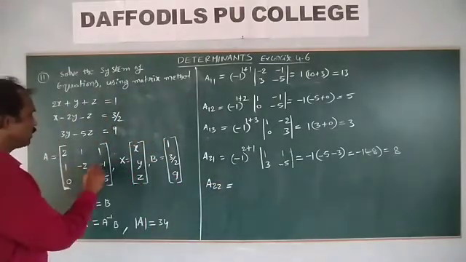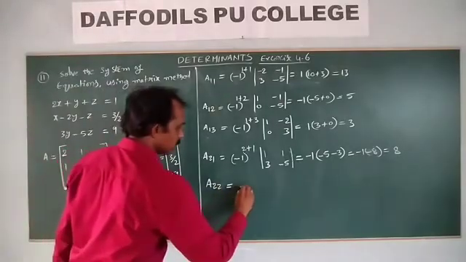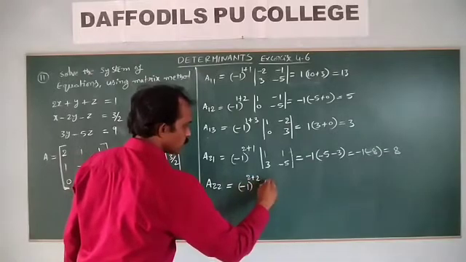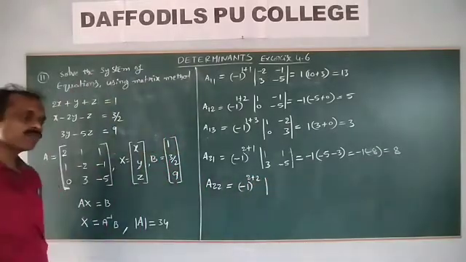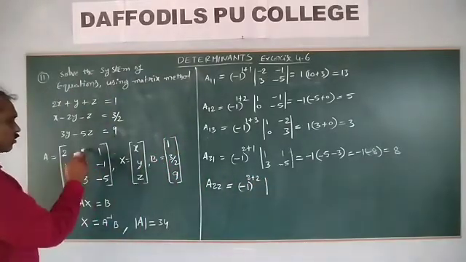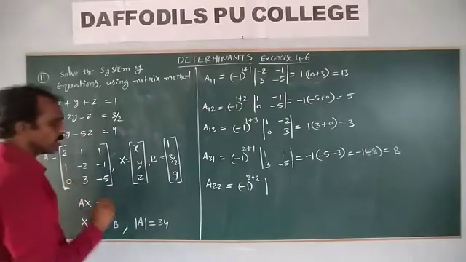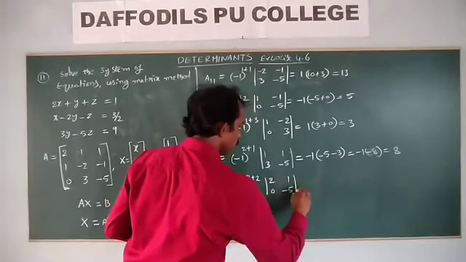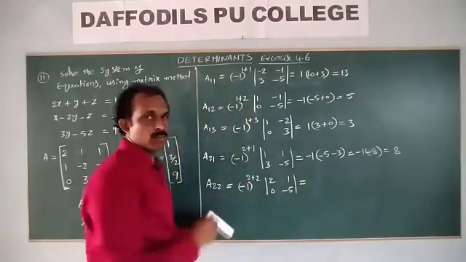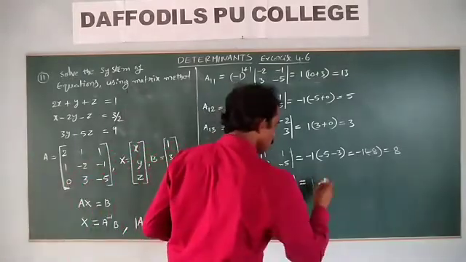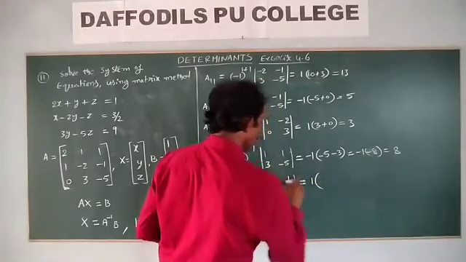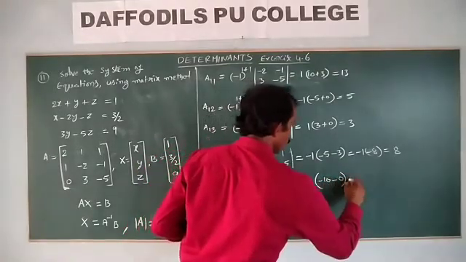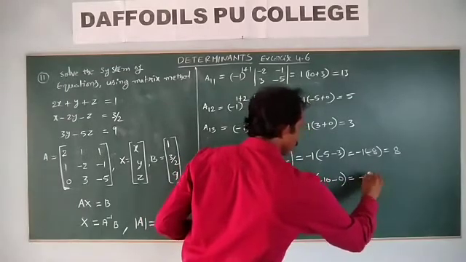A22, this one. Deleting this row and this column, that implies minus 1 to the power of 2 plus 2, and the remaining elements 2 1 0 minus 5. This is equal to minus 1 to the power of 2 plus 2 times minus 10 minus 0. This is equal to minus 10.